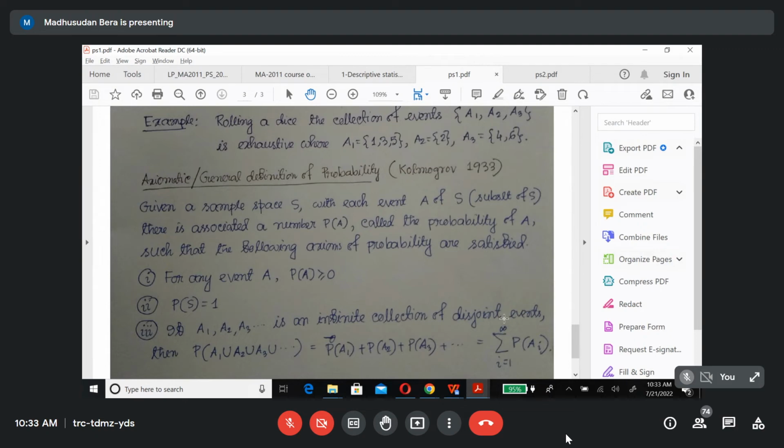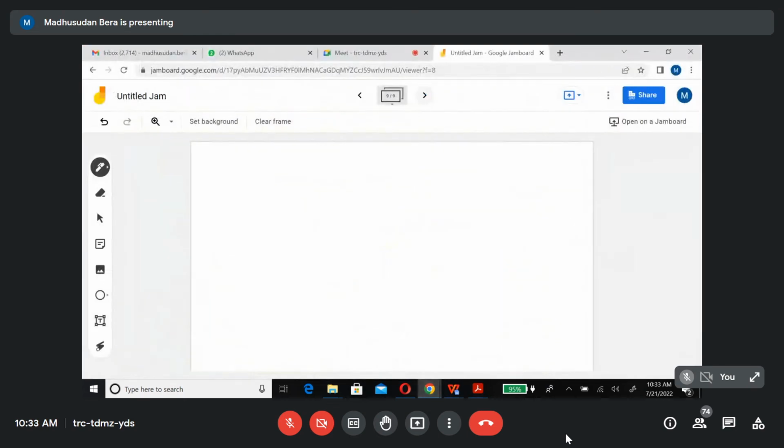Yes, sir. Okay. For any event it is greater than or equal to 0. For the sample space it is 1. Then if A1, A2, and so on are an infinite collection of disjoint events, then the probability of their union is equal to the sum of their probabilities. Now we will prove the probability of the empty set. What is P of phi? 0. How do you prove this?